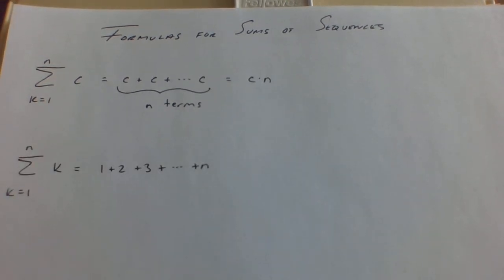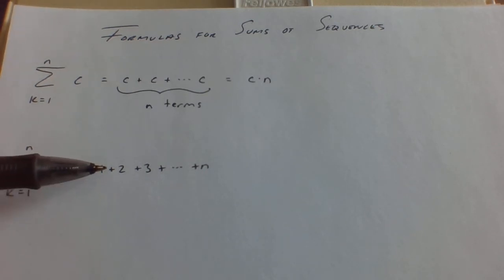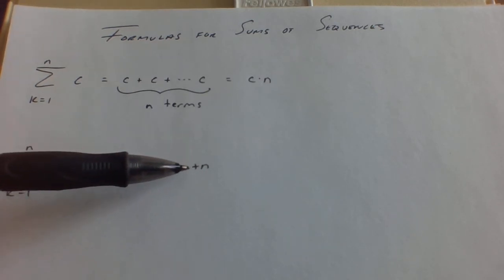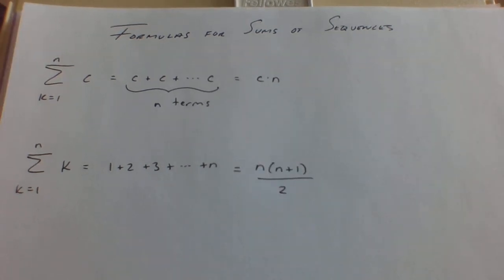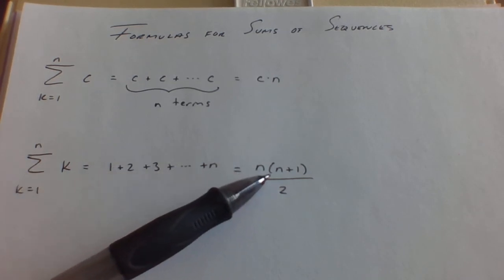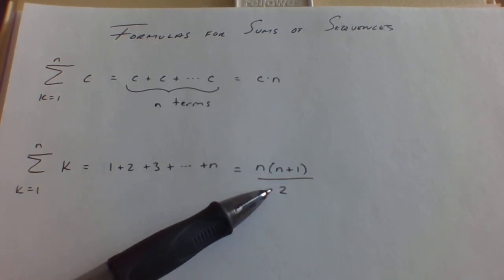In our next one, we're going to be starting at a k value of 1 and going all the way up to n, and this time we are summing our k values. So 1 plus 2 plus 3 all the way up to our value of n. In this case, our summation is going to be equal to n times n plus 1 on top over 2.